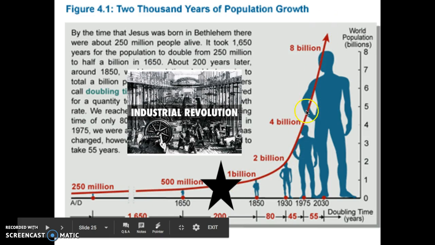So again, make sure that you know that this is a J curve and you know that our doubling time is shortening and shortening and shortening. If the world stays how it is right this second, experts predict our doubling time is about 55 years. So by about 2030, they think that we might hit about 8 billion.